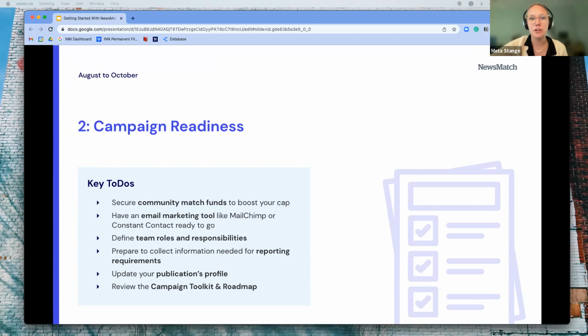Finally, you're going to want to update your publications profile on findyournews.org. I'll be sending more information about that next week or the following week so that you can get a jump start on that. And then you are going to want to review the campaign toolkit and roadmap.